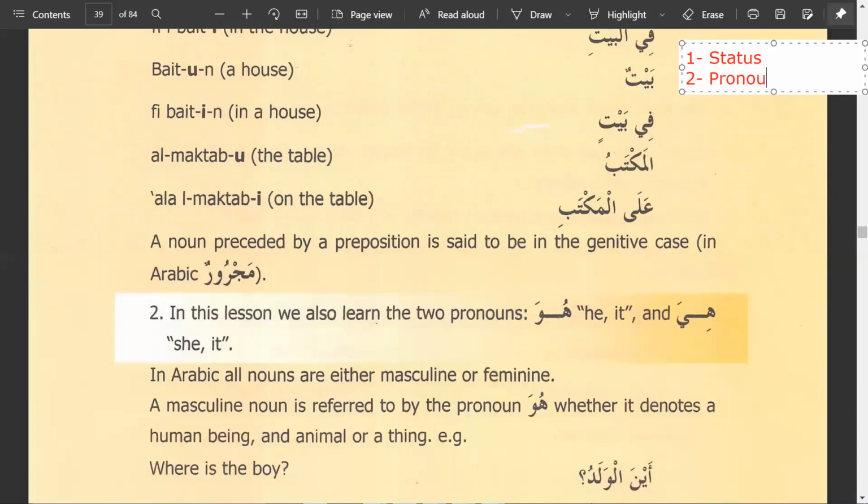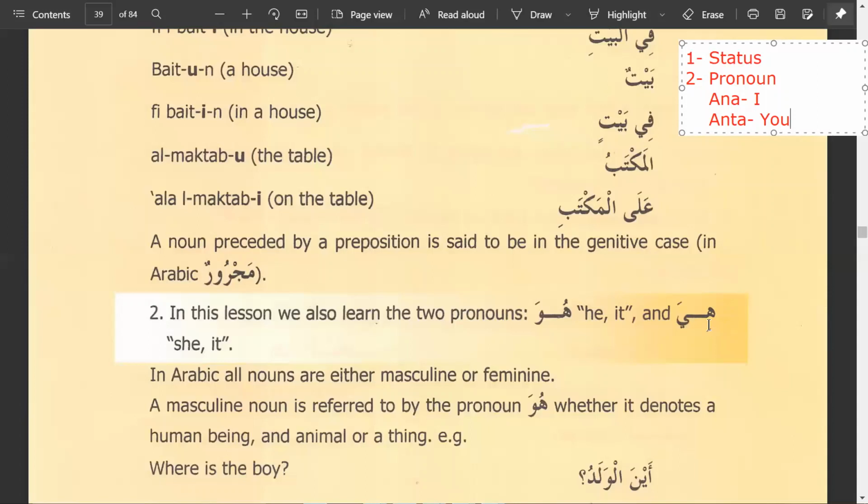Ana. Very good. And anta. Ana means I. Very good. And anta means you. Excellent. You who? Male or female? Male. Very good. Excellent.